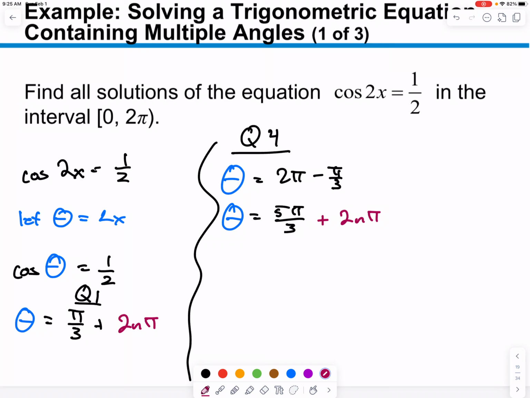So we got our quadrant 1 and quadrant 4 solutions. But now what we need to do is back substitute for the theta, the substitution that we did, right? Our theta was 2x. So from quadrant 1, now we have 2x equals pi over 3 plus 2n pi. And from quadrant 4, we get 2x equals 5 pi over 3 plus 2n pi.